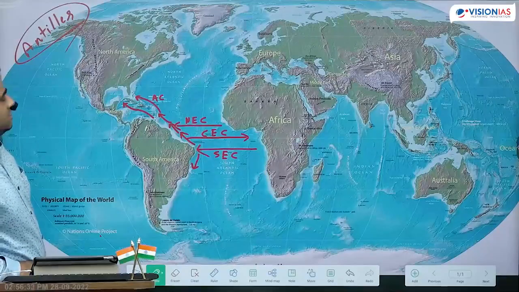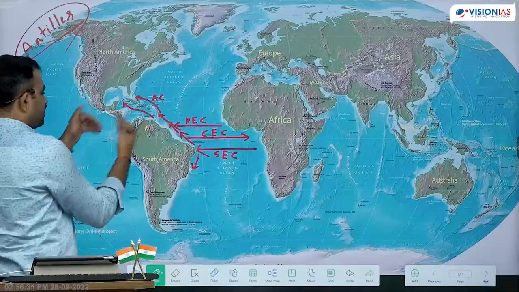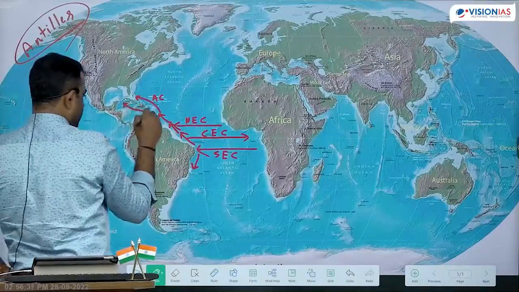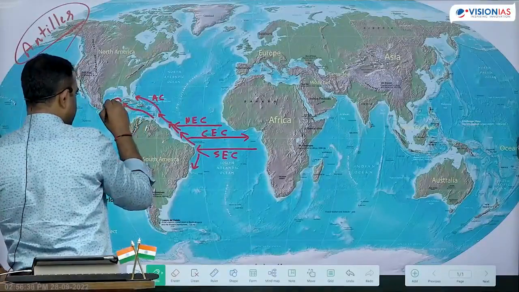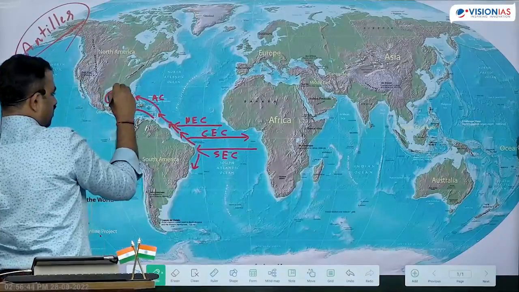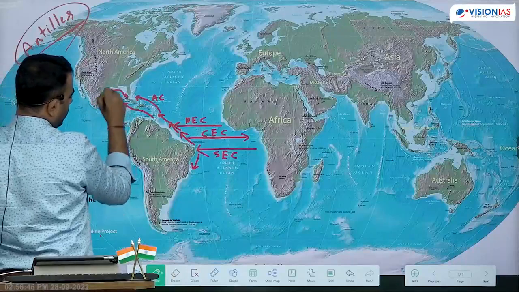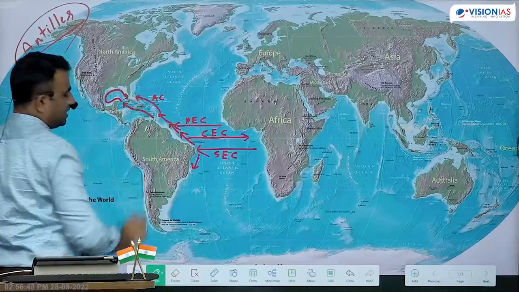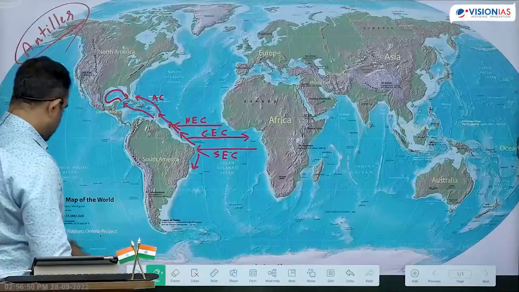Antilles current. Okay, this is the Antilles current. Whereas the western one, it has no specific name. It comes from this side, enters the Gulf of Mexico, and guided by the coastline, it will make a complete circle like this and come out from this side. Okay, let me just show this part.